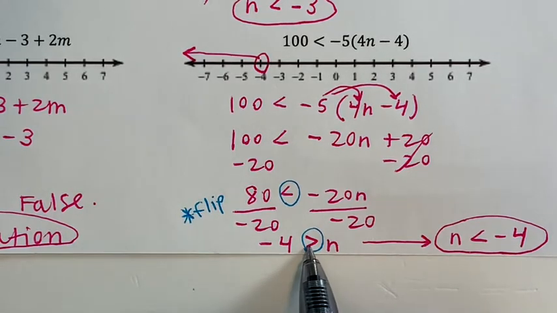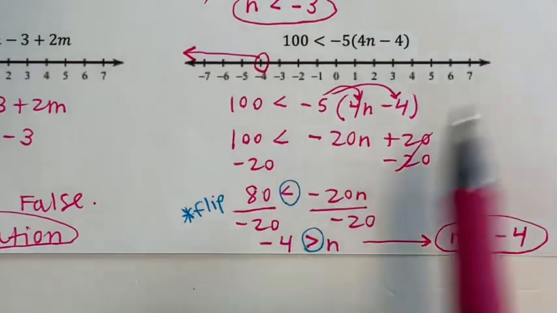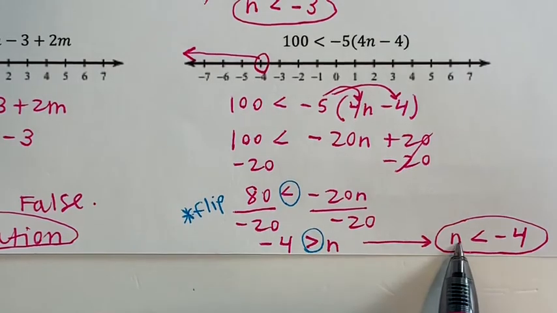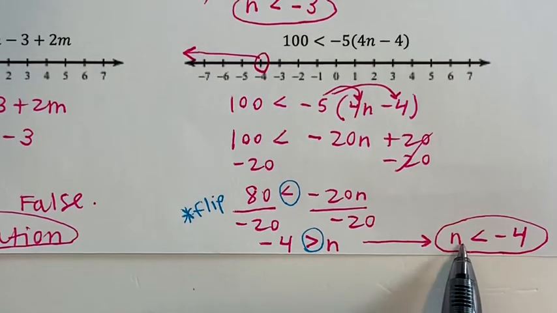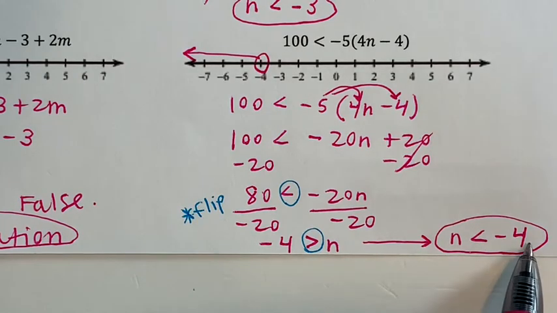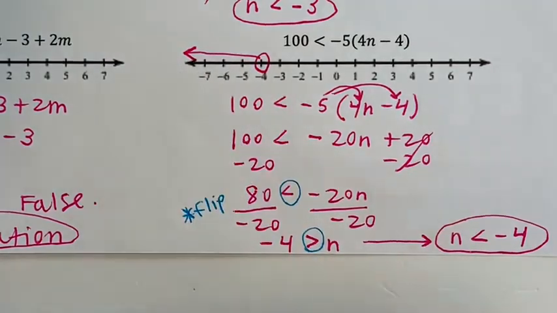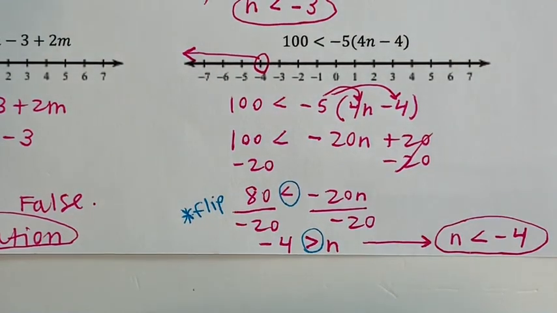Don't look at this inequality sign and assume that this is greater than, so you're going to shade to the right. You read from the variable. So I like to rewrite it with variable on the left. That's the safe way to go. Variable on the left would be n is less than -4. So I have an open circle at -4 and shaded to the left. Please let me know what questions you have.